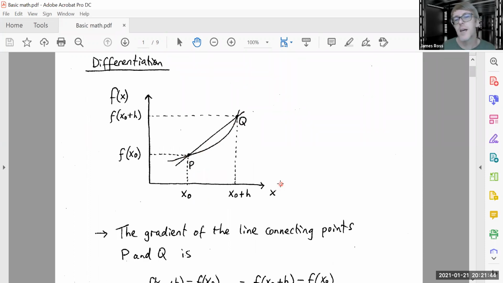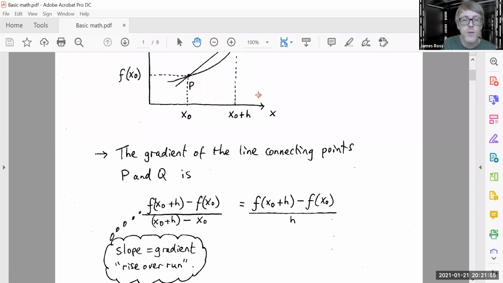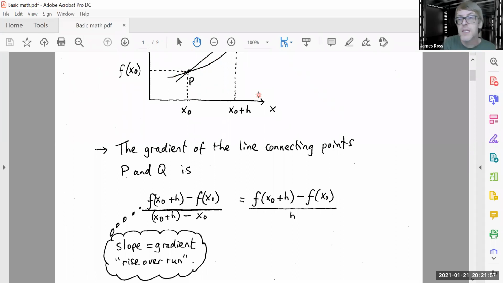If we were asked to take a gradient of this graph, we could draw a line through them, and that would be the gradient. And we know from high school or some type of school that the gradient is the slope, and the slope is rise over run. So rise is the difference in the y-axis, and the run is the difference in the x-axis.